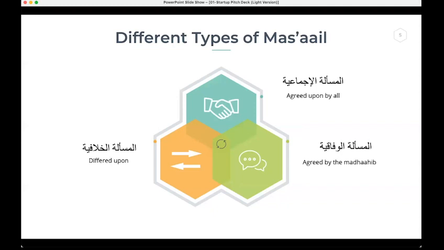Because there's ijma', obviously the ulama say ijma' has to have a sanad, whether you know it or not. It has to have a sanad, meaning there is a hadith or ayah behind it. Otherwise, they can't just come and agree on something, even if it's not known to you. But you will find it.